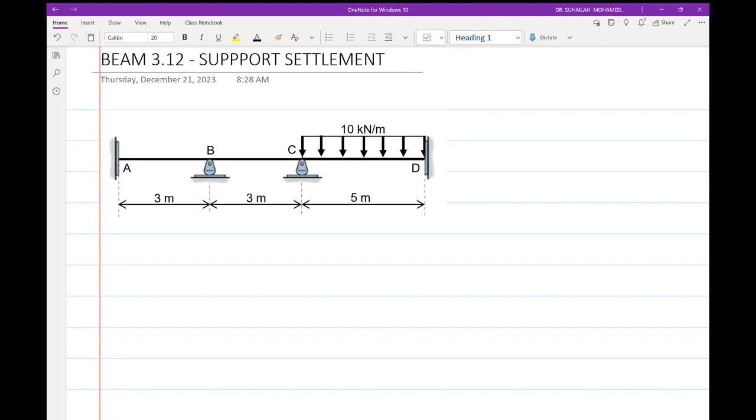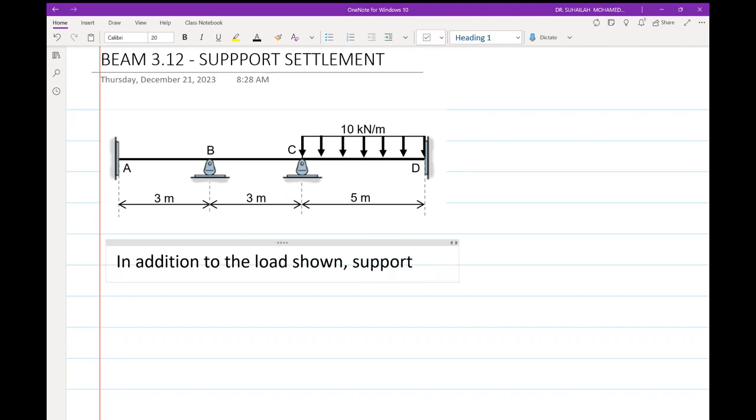In this video, we are going to learn how to determine member end moment considering support settlement. This is a continuous beam A, B, C, D, subjected to UDL along member CD. In addition to the load shown, support B is settled by 20 mm.